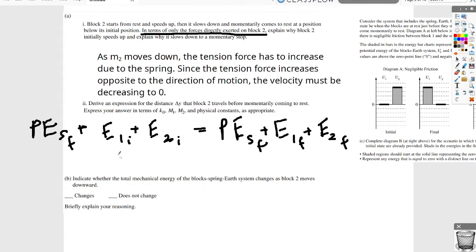What's the potential energy of the spring in the initial position? 0. There's no potential energy. Energy of block 1 initial is also 0. What's the energy of block 2 initial?